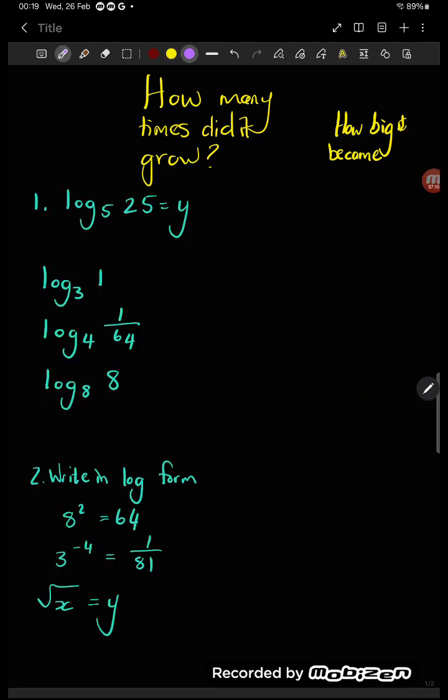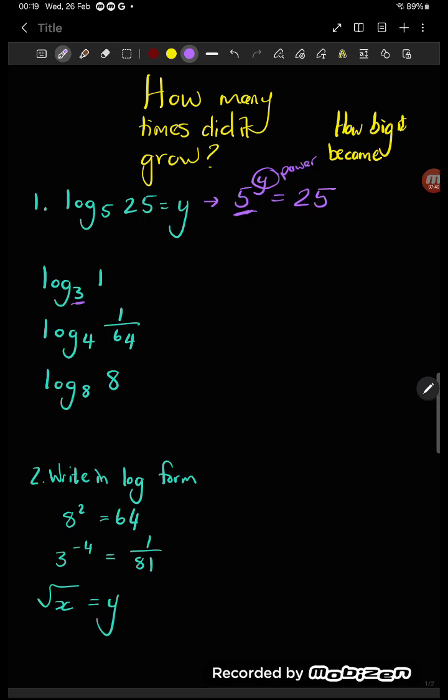Let's just do a few examples. So what does this really mean? It means that 5 grew y times. And how big did it become? It became 25. Now, log base 3, what's very good is that it's called a base. We can see that this thing is a base, and we call this a power or an index. So when I say log base 3, you can definitely see where that base is.